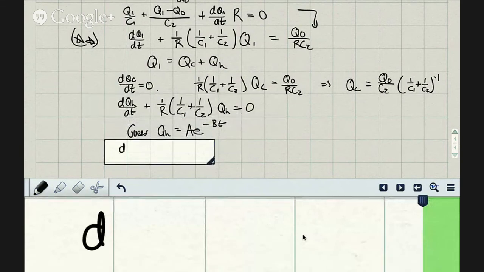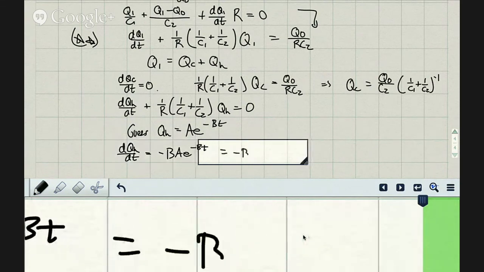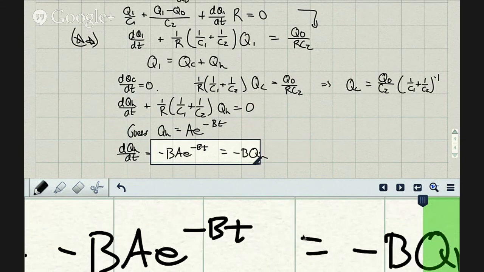So we need to take a derivative of QH with respect to time. That's minus BA e to the minus BT, which is equal to, and don't be a stranger to this, I can write it like this. It's no big deal, right? Because QH is just going to be A e to the minus BT, so I'm just replacing this with QH. It's no big deal, right?